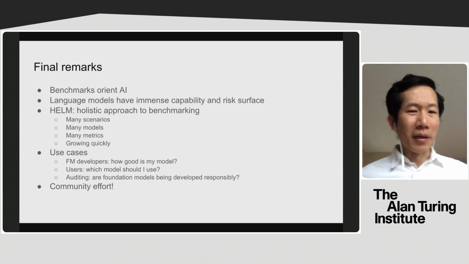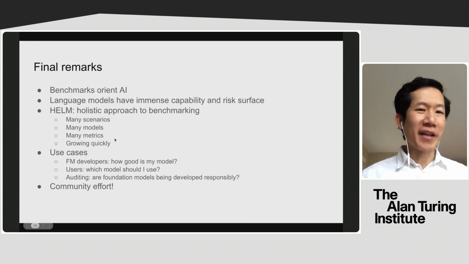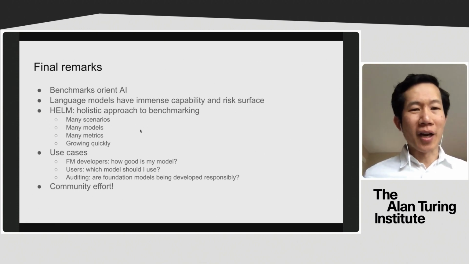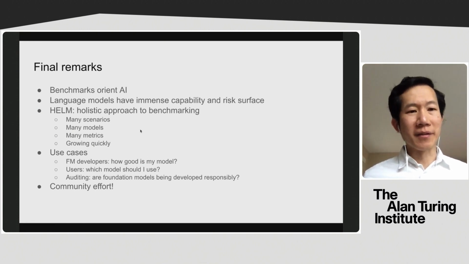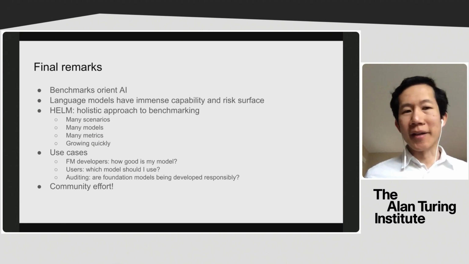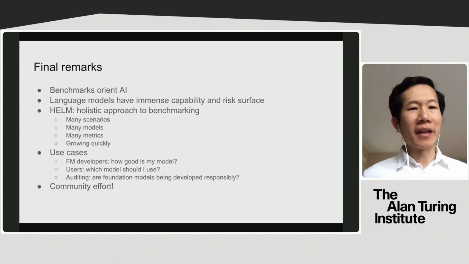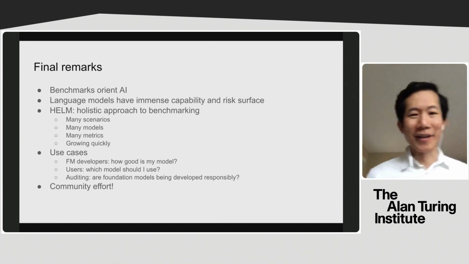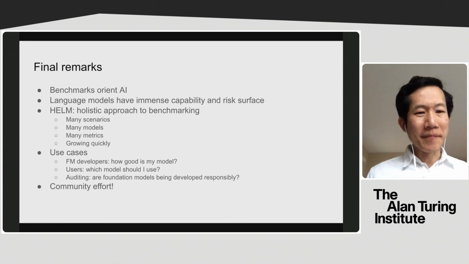With HELM, the H stands for holistic. We talked about how this encompasses many axes, holistic along the scenarios, models, and metrics. You can think about this as a 3-tensor that's growing very, very quickly.